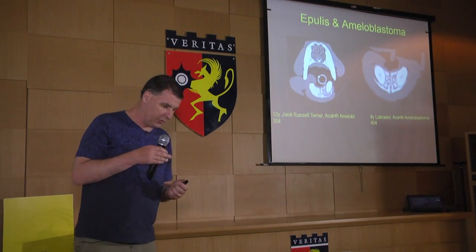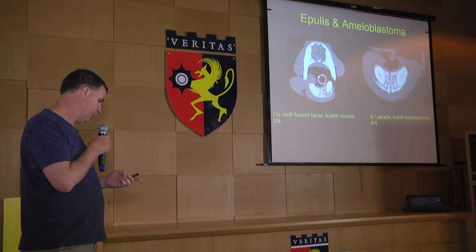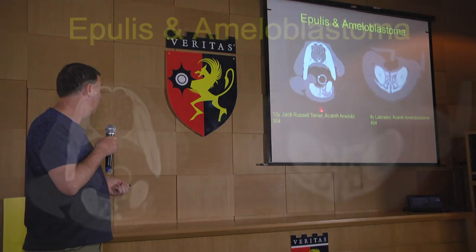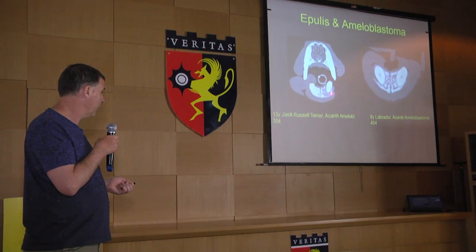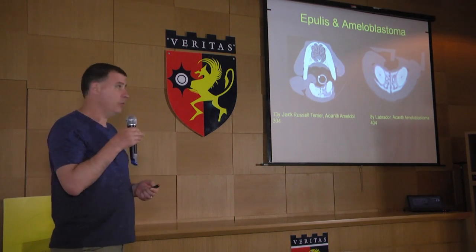And now we come to some neoplastic conditions associated with the dental system. So here we have an epulis formation, which is an acanthomatous ameloblastoma. So you can see the destruction of the tooth, of the bone surrounding the tooth. And here's a more subtle one where you get separation of the bone from the tooth and there's a soft tissue lesion associated with it.